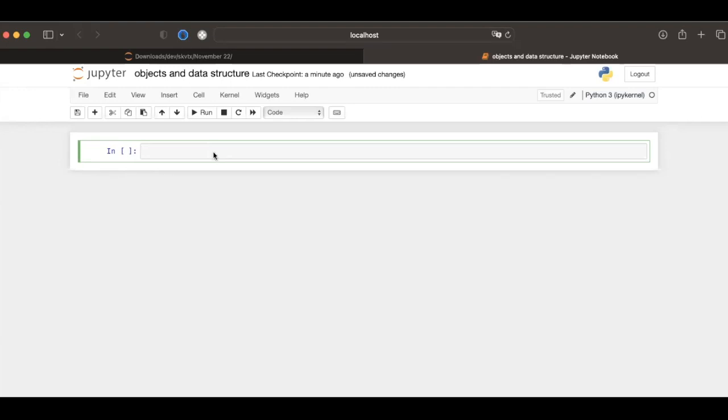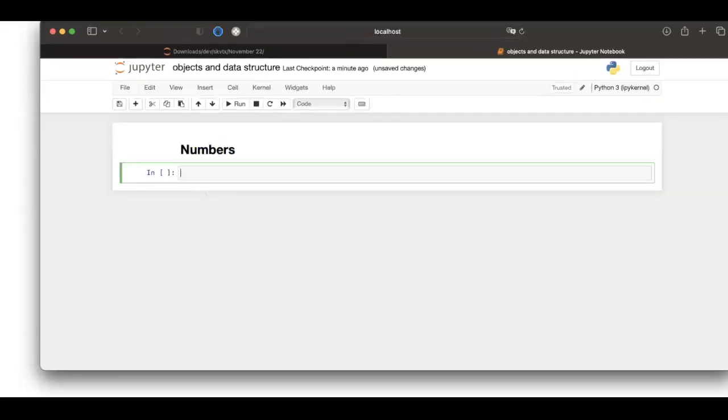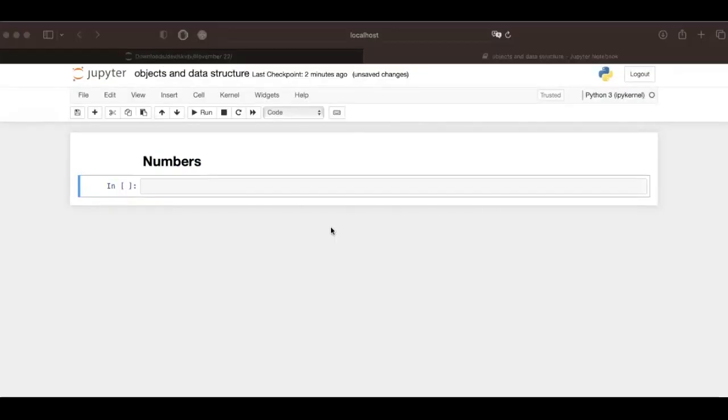So first we'll be talking about the numbers, right? Let me just create a markdown cell and put down the numbers. We'll be looking into the numbers in Python, how many types of numbers there are, and all the things that we can do with them.